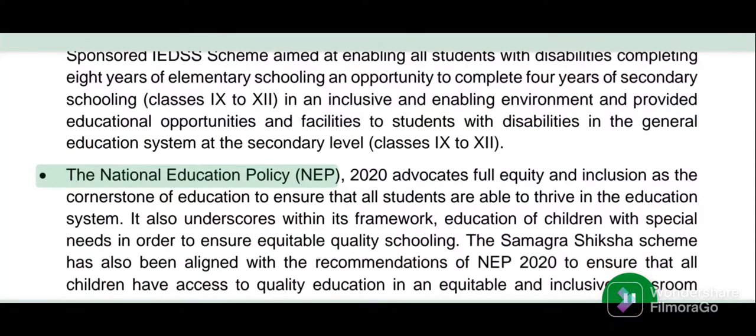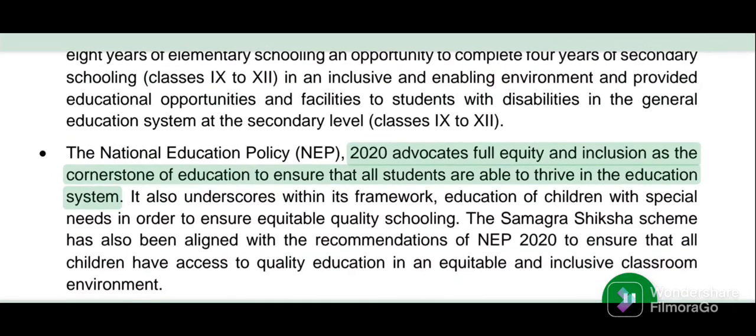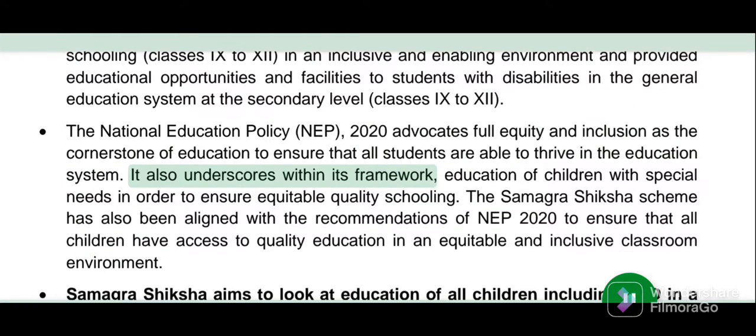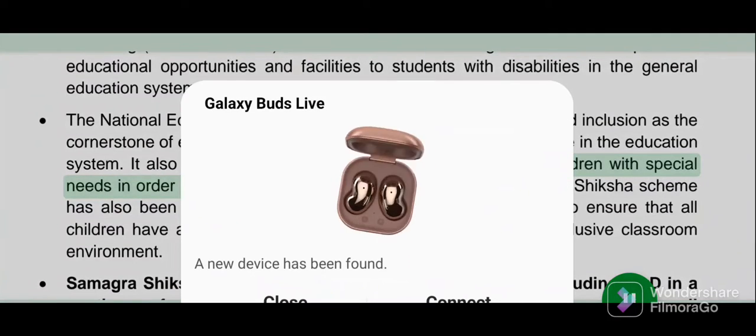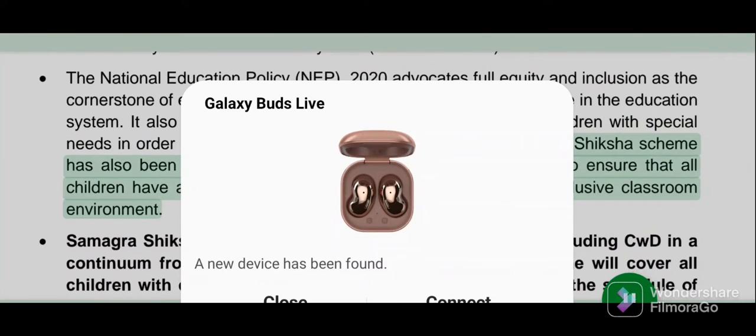The National Education Policy NEP 2020 advocates full equity and inclusion as the cornerstone of education to ensure that all students are able to thrive in the education system. It also underscores within its framework, education of children with special needs in order to ensure equitable, quality schooling. The Samagra Shiksha scheme has also been aligned with the recommendations of NEP 2020 to ensure that all children have access to quality education in an equitable and inclusive classroom environment.